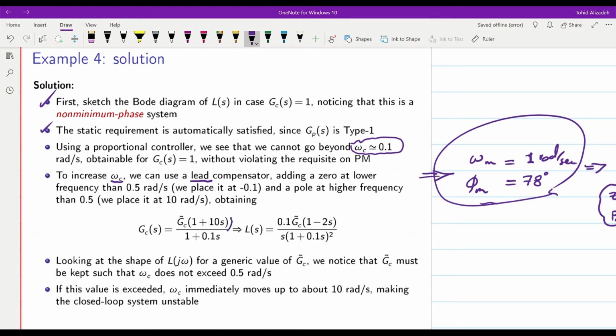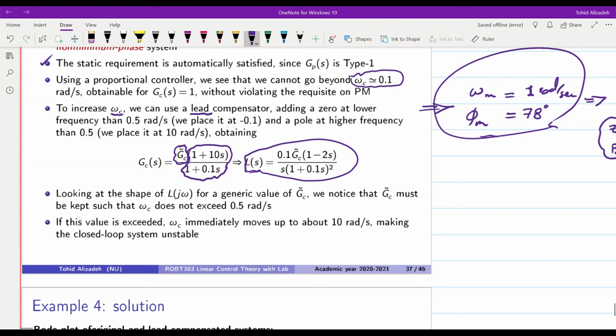Here we have that part of the lead compensator, 1 plus 10s over 1 plus 0.1s, and we also have a proportional gain as a free variable for now. So the loop transfer function will look like this: 0.1 times GC tilde times 1 minus 2s over s times 1 plus 0.1s.